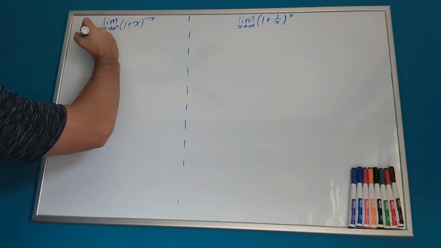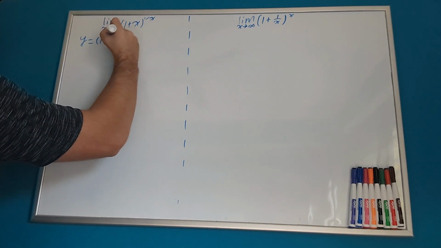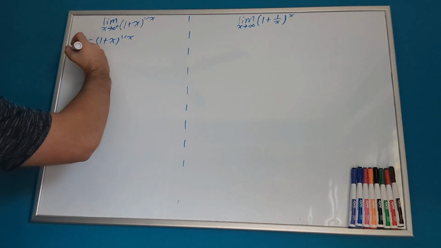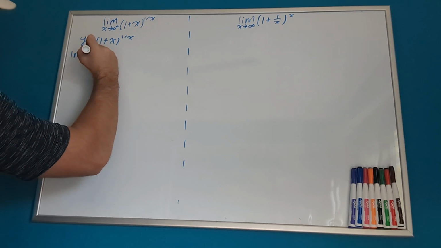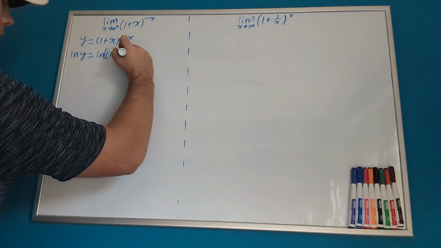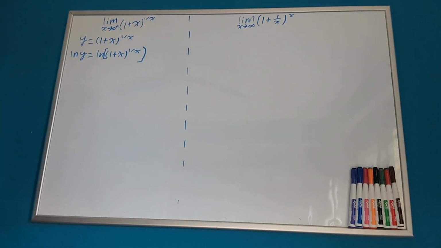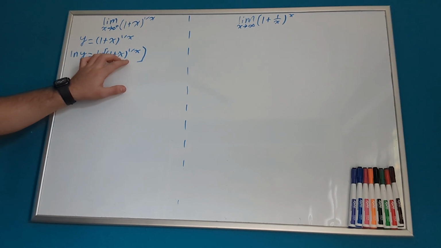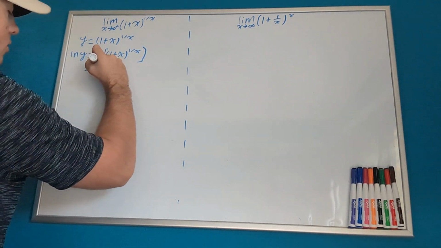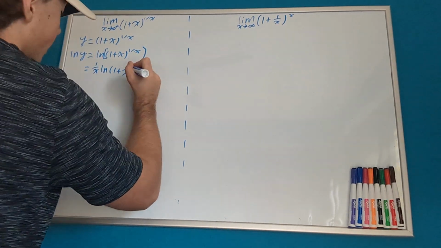Well, what we're going to do is start off by saying y equals (1 plus x) to the power of 1 divided by x. Then, from here, we're going to take the natural log of each side. The natural log of y equals the natural log of (1 plus x) to the power of 1 divided by x, right? Then, what can we do inside this natural log? Well, we can take the power outside the log. So this equals 1 over x times the natural log of 1 plus x, right?